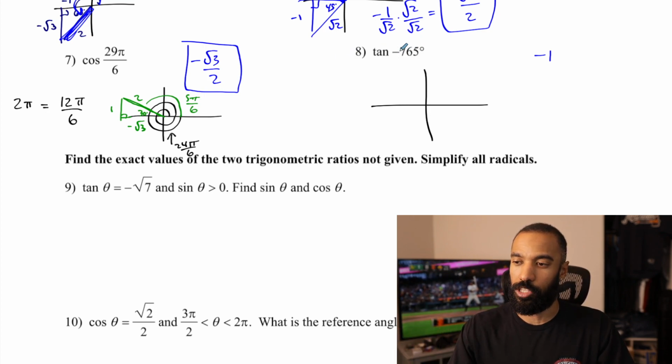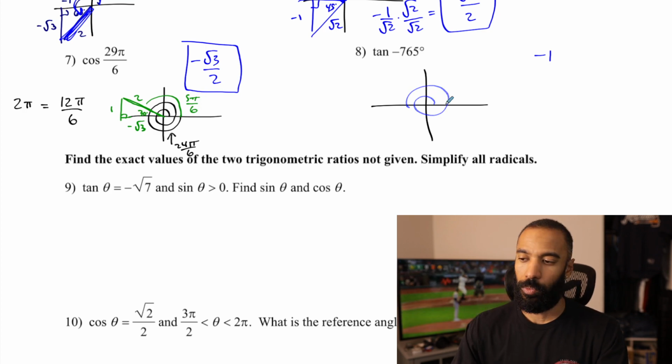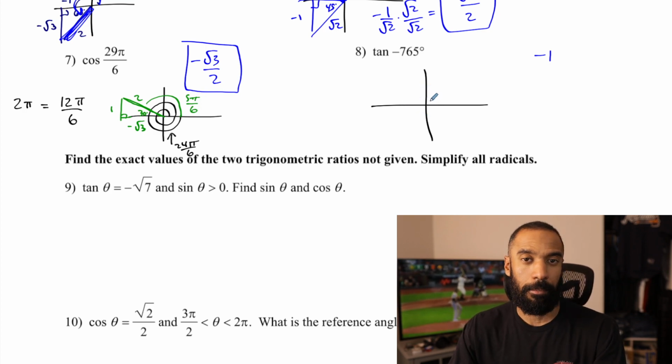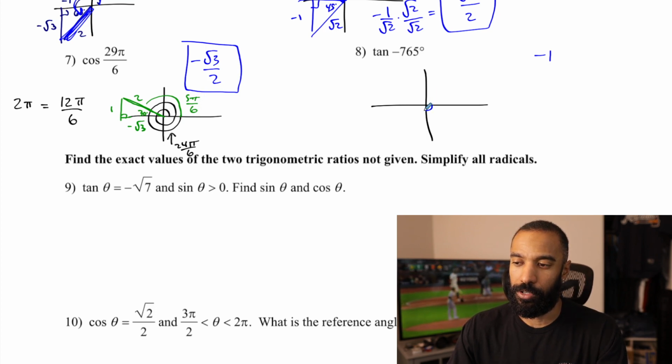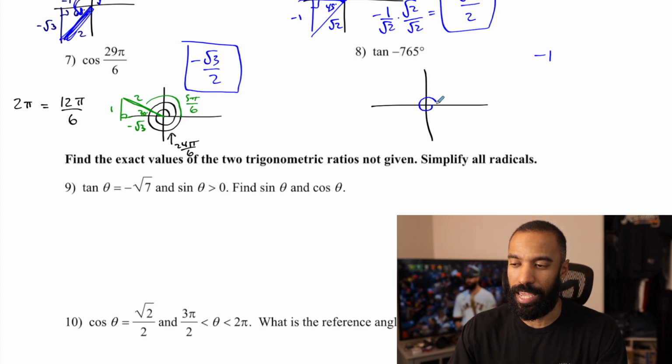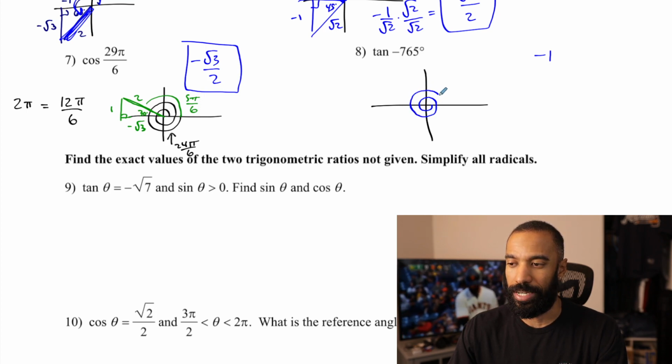Now, the only other thing about this problem is the negative. So instead of going counterclockwise right here, we shall go clockwise. And where we end up might be a different quadrant from before. So going a full 360 degrees clockwise leads me to negative 360. Another negative 360 is negative 720.